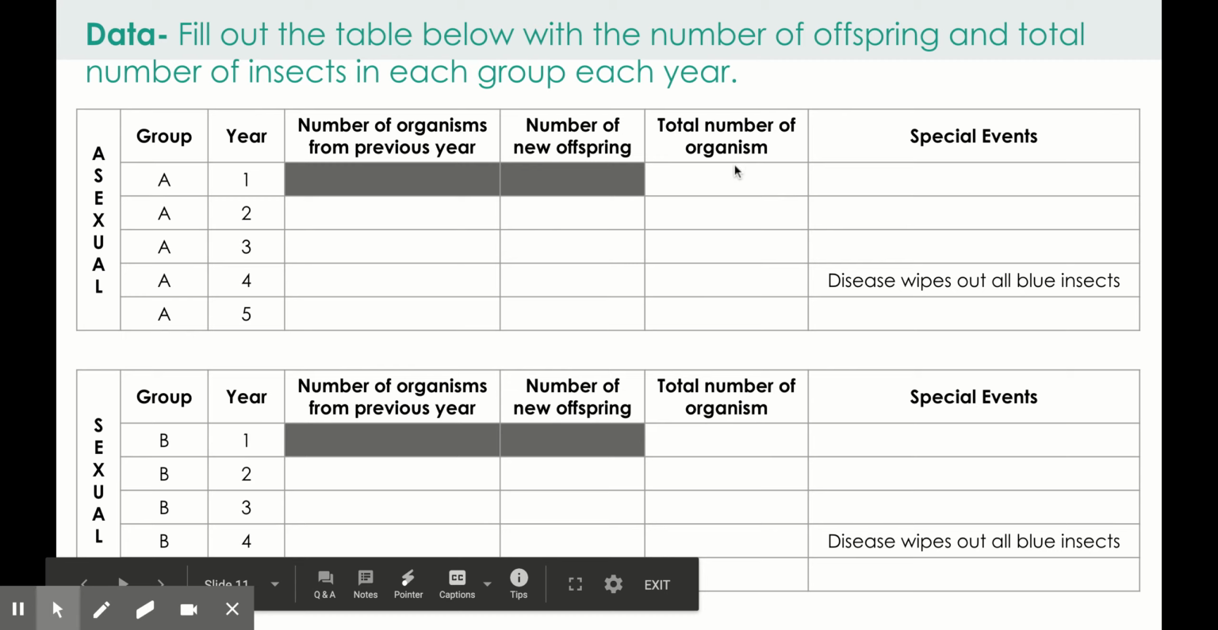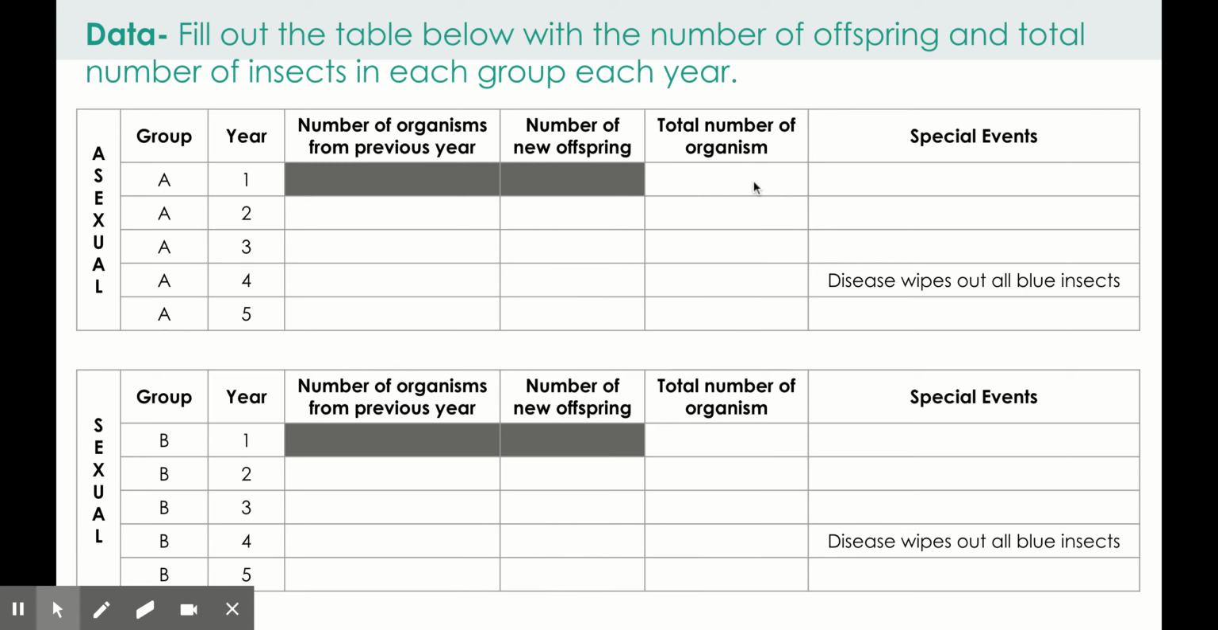So for year 1, the total number of insects was 8. Okay. You're going to bring that number down to the next line. You're going to write 8. And for that year, on year 2, 8 more were reproduced. And we have a total of 16 offspring that year.